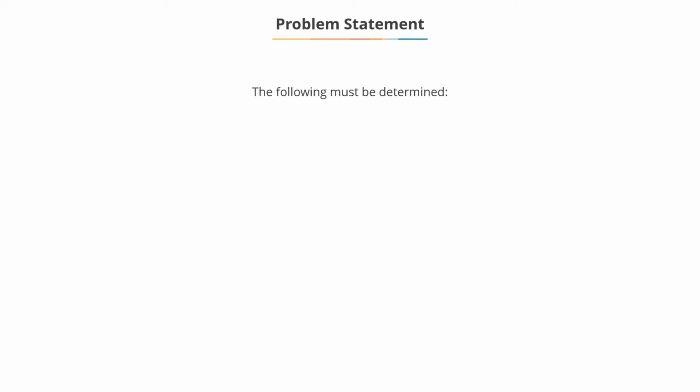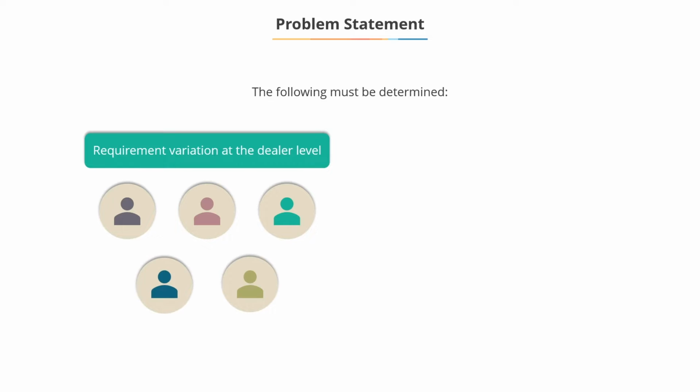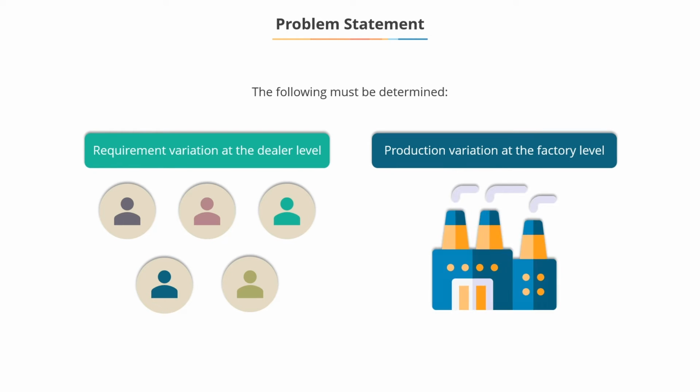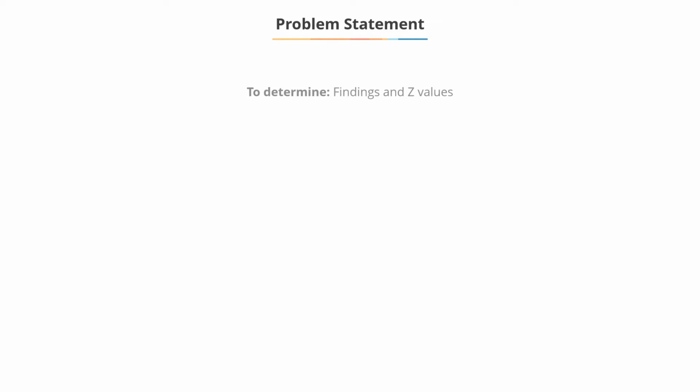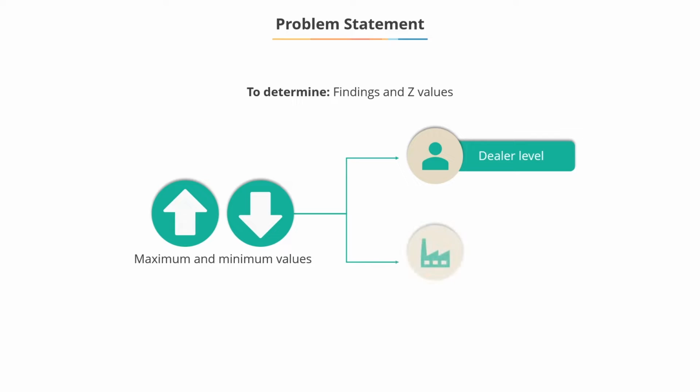You are required to determine the extent to which the requirements vary at the dealer level and subsequently affect the production at the factory level. Determine your findings and z-values for both the maximum and minimum values at the dealer and factory level, because this z-value will help you plan your production at the factory. Let's look at the solution.